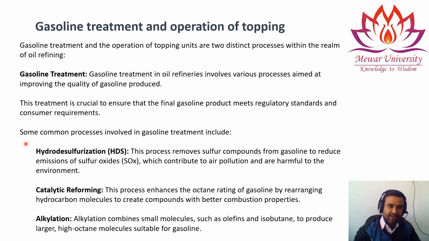And second is catalytic reforming. This process enhances the octane rating of the gasoline by rearranging the hydrocarbon molecules to create compounds with better combustion properties and less carbon deposits in the engine. Another process we have is alkylation. Alkylation combines small molecules such as olefins and isobutane to produce larger, high-octane molecules suitable for gasoline.